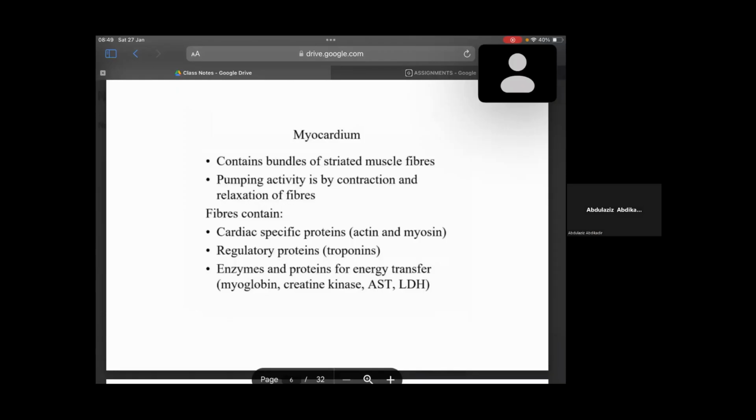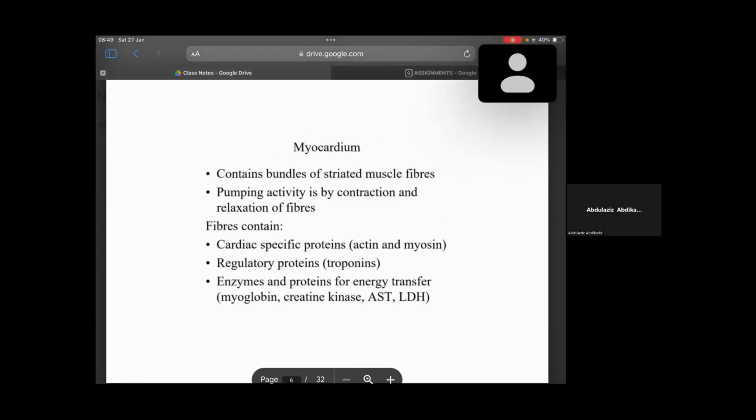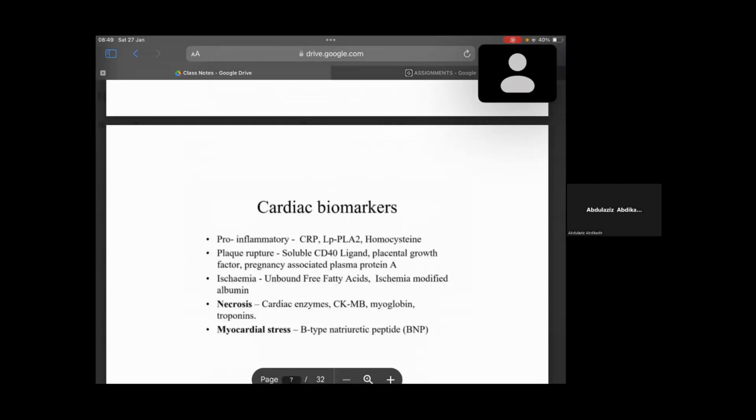The heart is normally made up of striated cardiac tissue, and the pumping activity is by contraction and relaxation of the fibers. Since the heart is made up of cardiac specific proteins, the actin and myosin, and the regulatory proteins, we will see later that this actin and myosin is different from the one in the body. The regulatory proteins, the troponins, are also different from the ones in the body. There is the cardiac troponin I and troponin T. Then there are the regulatory enzymes, the new age and the old age, that are used as cardiac biomarkers.